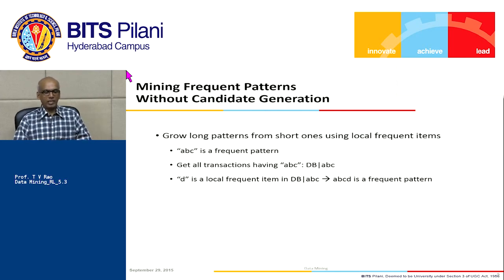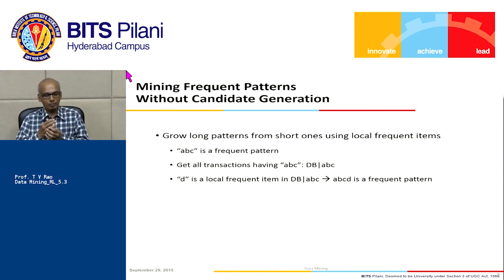So the approach we take is like this. Previously we used to generate candidate items based on the frequent item sets which are of smaller size. So we started with size 1, size 2, and so on. At each point we considered only the frequent item sets, generated the supersets, and then checked for their support.